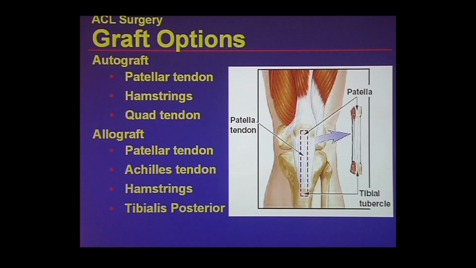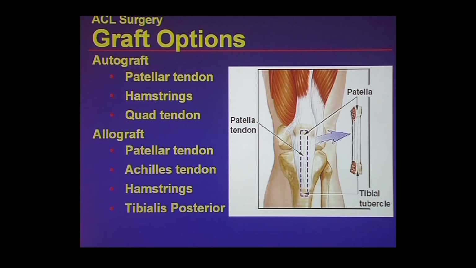I'm trying to remember, so there are different choices. We can use the patient's own patellar tendon, or the patient's own inside hamstrings, not the big ones in the back to the outside, or we can use cadaver graft, patellar tendon, or Achilles allograft, or hamstrings. There's lots of different choices. The main difference between them, obviously, is this is from the patient and this is from someone else.